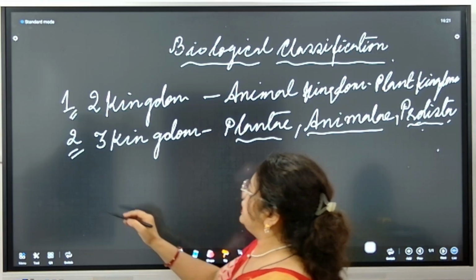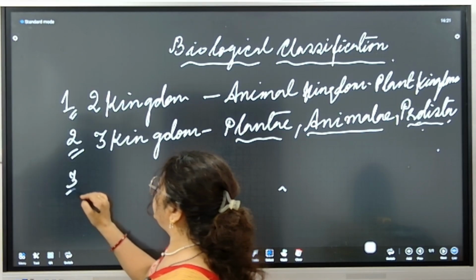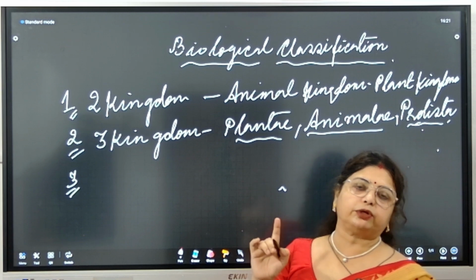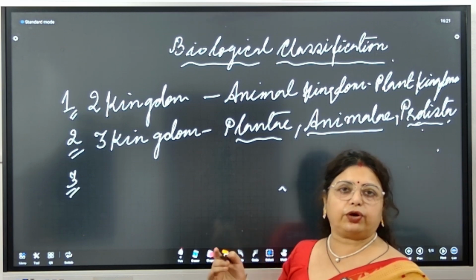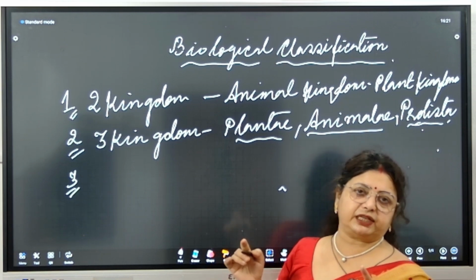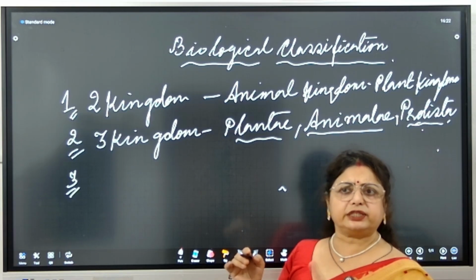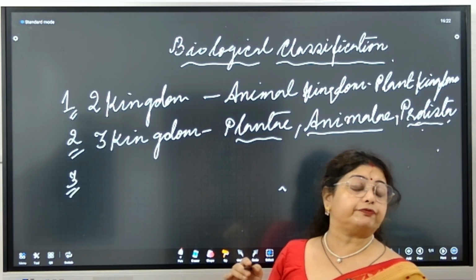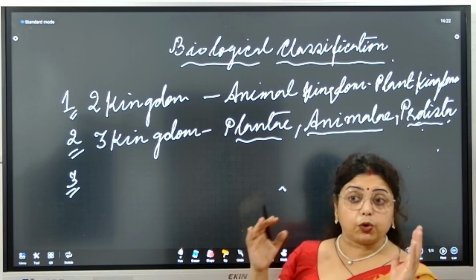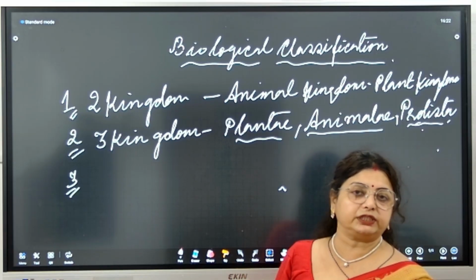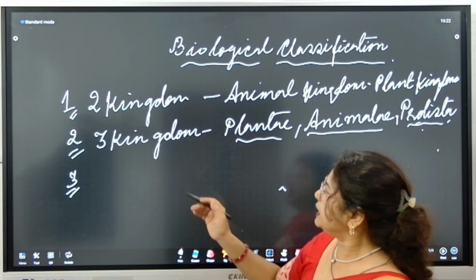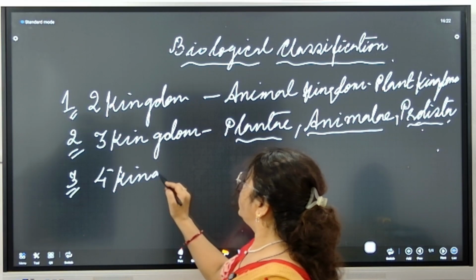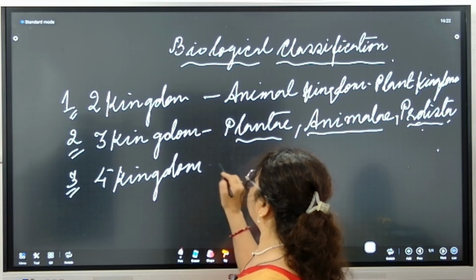At that time, the scientists did not bother about the development of the nucleus. Later on, they focused on it: unicellular is okay, but some cells have a well developed nucleus and some cells do not. Then how can they be kept in one kingdom, Protista? So again the division came, that is the four kingdom classification. Okay, children, that is the four kingdom classification.